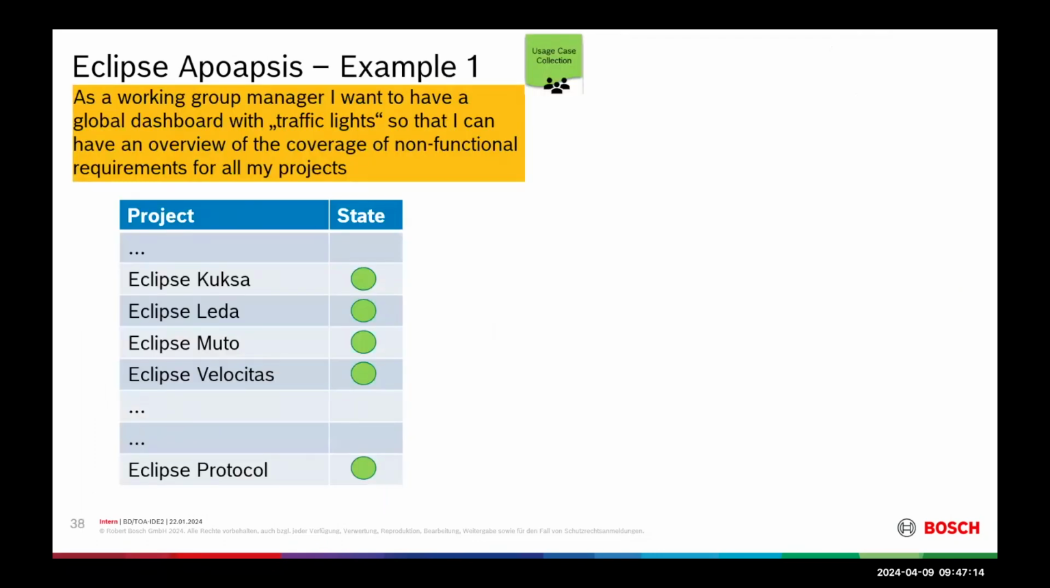So if you look at this first example, I try to make a little picture here. So this would be ideal, right? I see my projects list, Kuxa, LiDAR, Muto, and I see my traffic lights, all green, perfect. I'm happy. So this is then a potential solution.